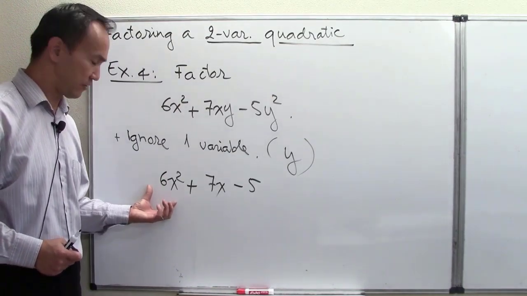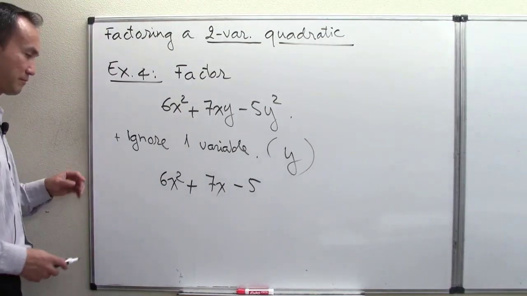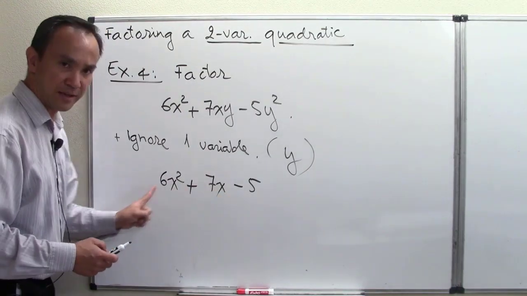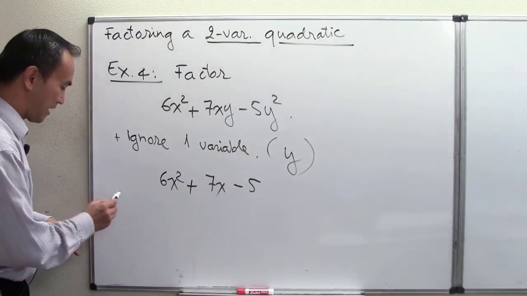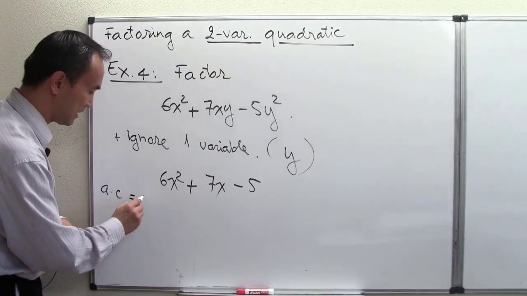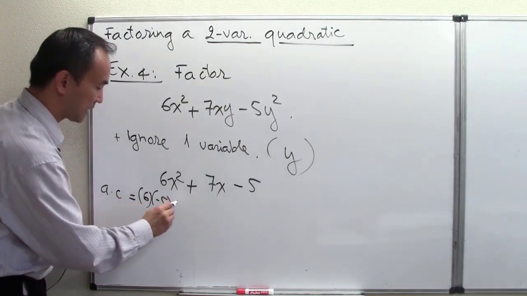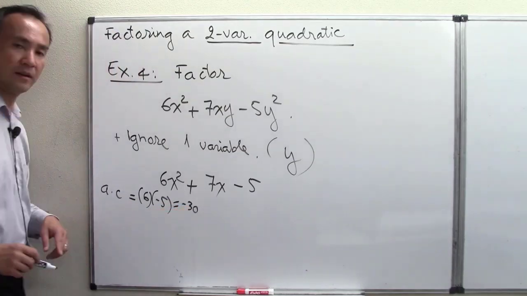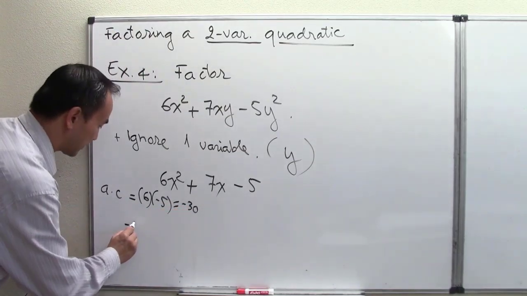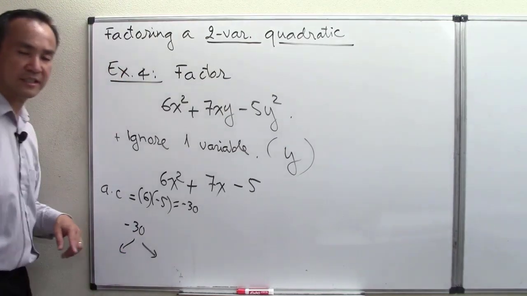The leading coefficient is now something other than 1, so the AC method is going to kick in. I'm going to multiply A times C, which gives me 6 times negative 5. That makes it minus 30. I'm repeating the process we learned in the earlier example.